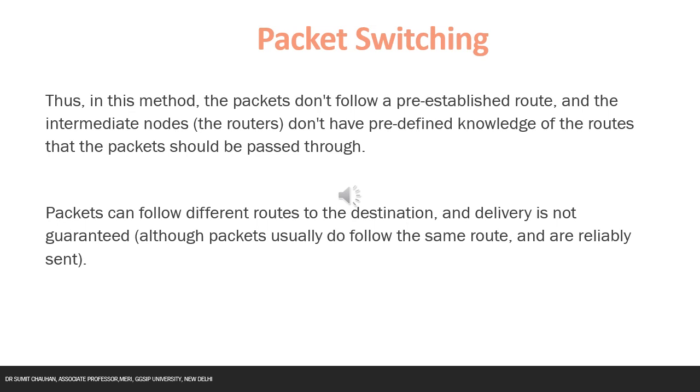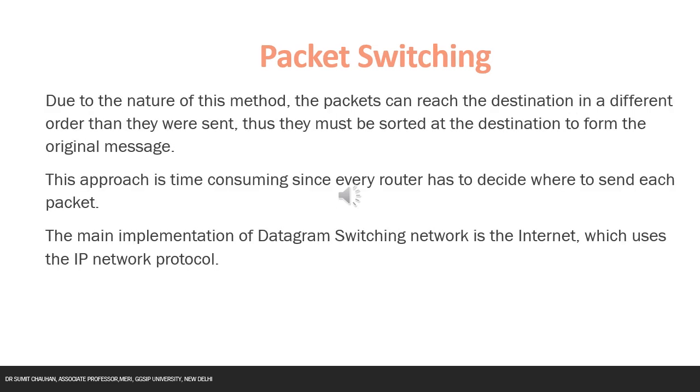Packets can follow different routes to the destination, and delivery is not guaranteed, although packets usually do follow the same route and are reliably sent. Due to the nature of this method, the packets can reach the destination in a different order than they were sent. Thus, they must be sorted at the destination to form the original message. This approach is time consuming since every router has to decide whether to send each packet or where to send each packet. The main implementation of the datagram switching network is the internet, which uses the IP network protocol.